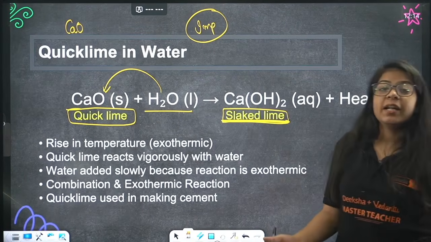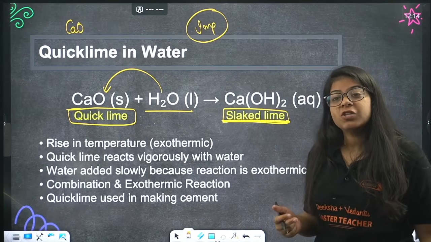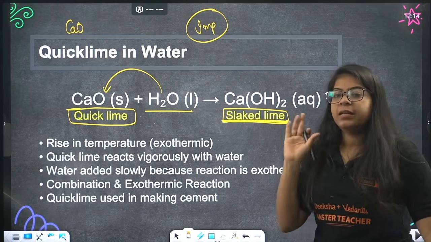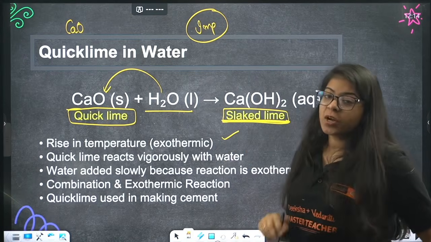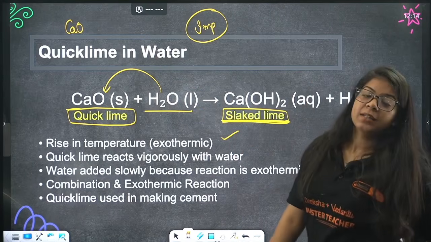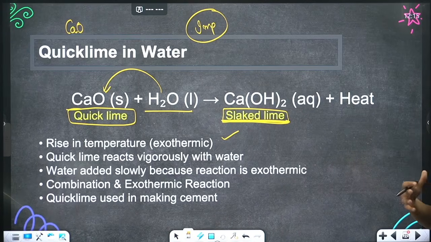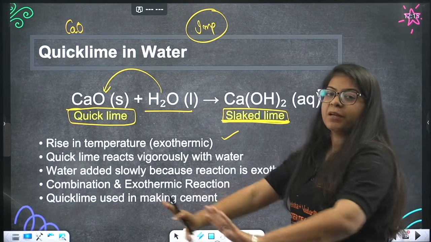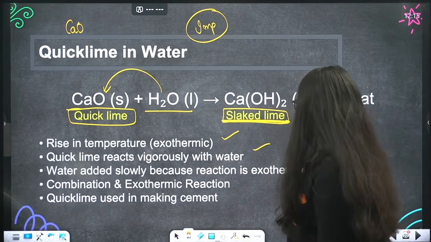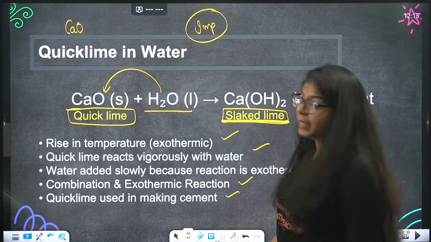Now beta, heat is generated, a rise in temperature will happen. It's also an exothermic reaction. A lot of combination reactions will also be majorly exothermic reactions. Done? So rise in temperature means an exothermic reaction. Quicklime reacts vigorously with water. When we react this quicklime with water beta, the reaction is very vigorous, so that's why they keep it away for some time to cool it down. Water is added slowly because the reaction is exothermic, obviously. Combination and exothermic reaction, quicklime is used in making cement.